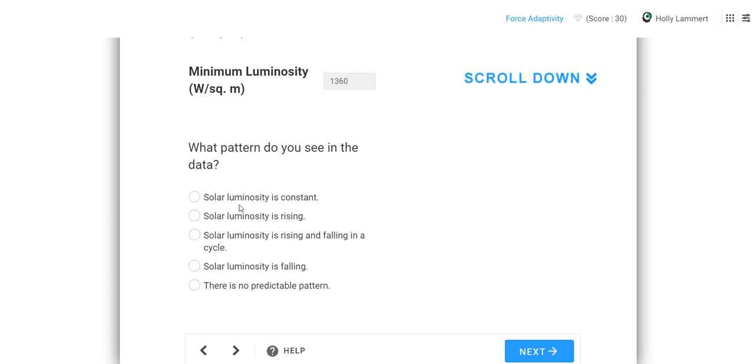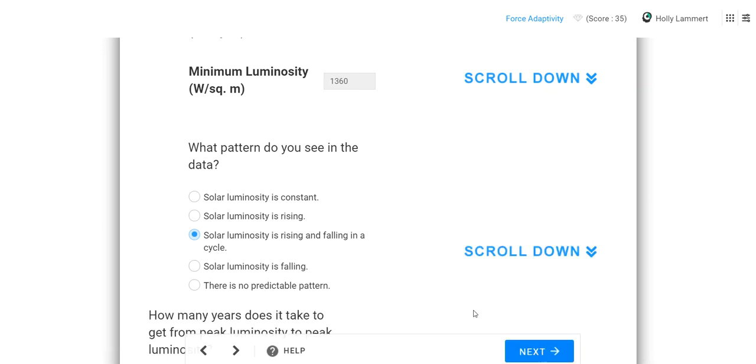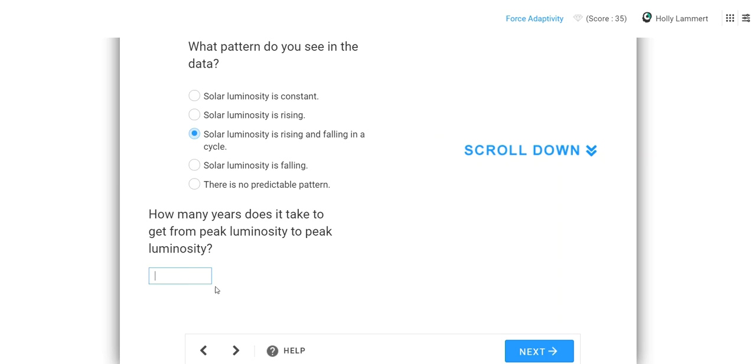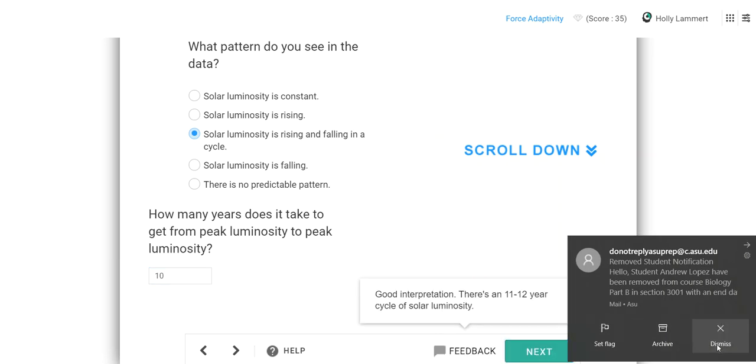What pattern do you see in the data? It looks like it's a cycle again. Luminosity is rising and falling. How many years does it take to get from peak luminosity to peak luminosity? That looked like about 10 years to me. Oh, and they're estimating it, 11 to 12 years.